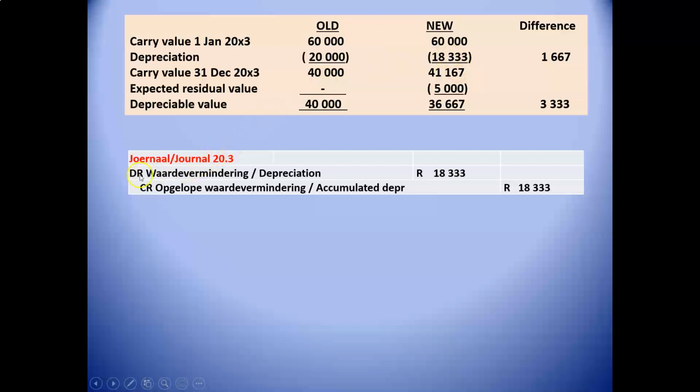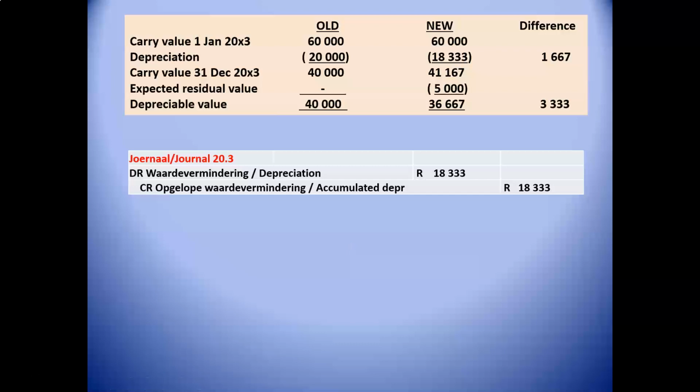Now, let's have a look at what our accounting entry is in this year. In this year, we're going to debit our depreciation in our profit and loss. This is our expense account, 18,333. And we're going to credit accumulated depreciation in our statement of financial position, 18,333.